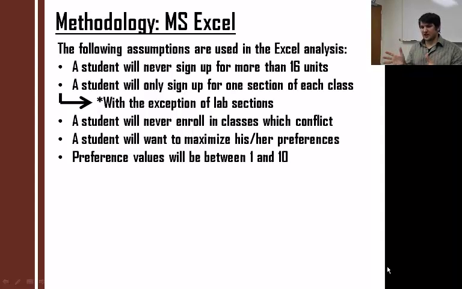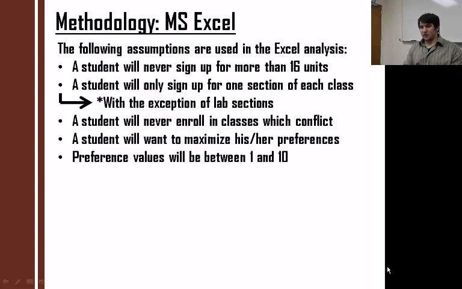A student will only sign up for one section of a given class. So I have constraints in there that say that a student will never take 2 lecture sections of 420, but I did want to include the lab section because that's crucial. They do need to, it's required in fact, to take a lecture for 420 and a lab for 420. So I wanted to include those.